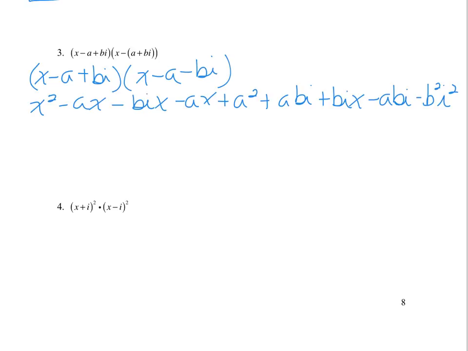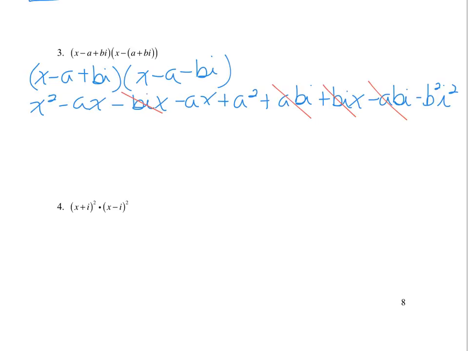Okay, so let's see what I can do to neaten this up. I have a negative bix and a positive bix. Those guys will cancel out. I have a positive abi and a negative abi. Those guys will cancel out. All right, so let's see what I have.